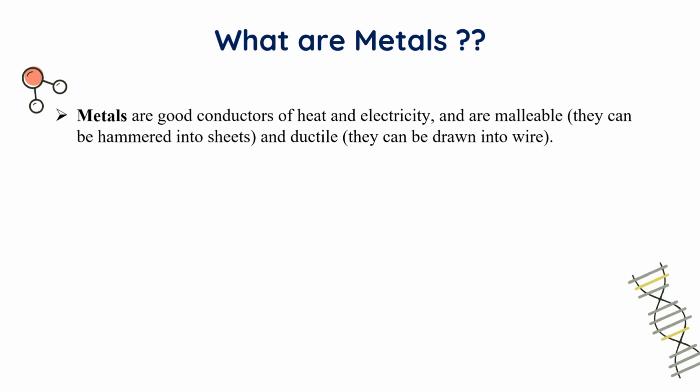Metals also have the property of malleability. What is malleability? Malleability is when we can hammer the metal into sheets. This property is known as malleability. They also have the property of ductility. What is ductility? Ductility is the property in which metals can be drawn into thin wires.